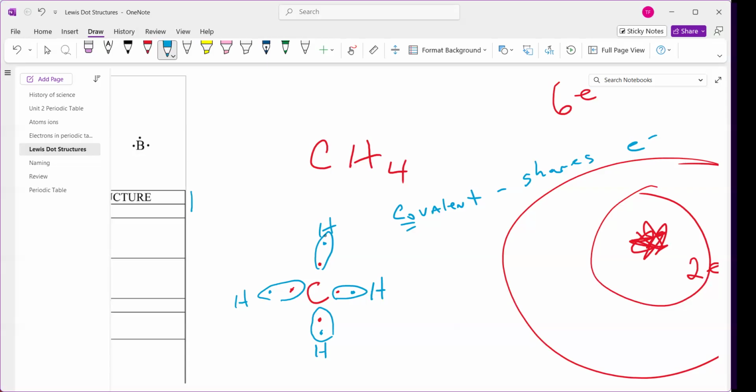The last step is to substitute lines for all the bonds. So we have 4 bonds, 4 lines. So that's the final structure for methane.